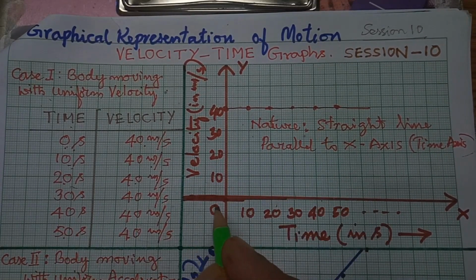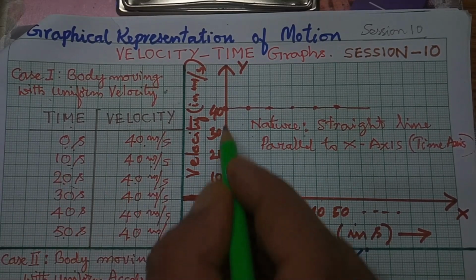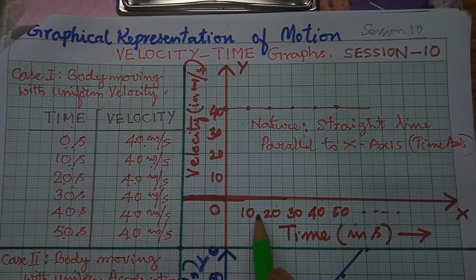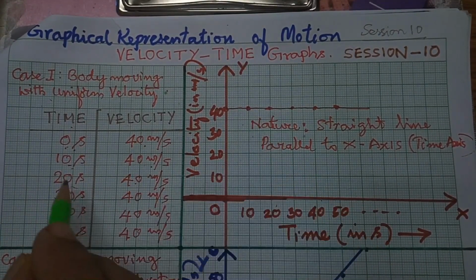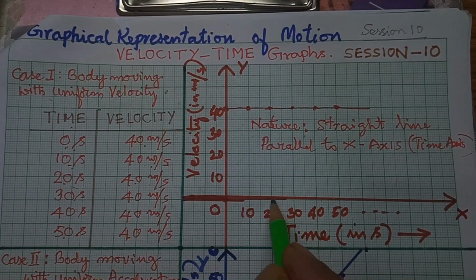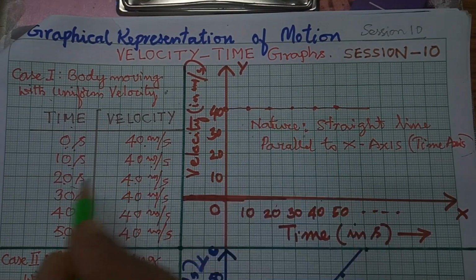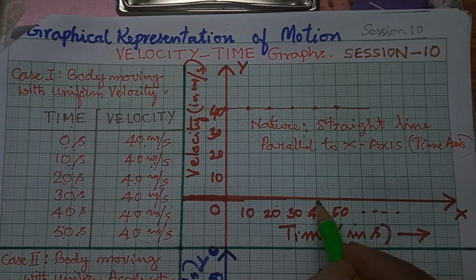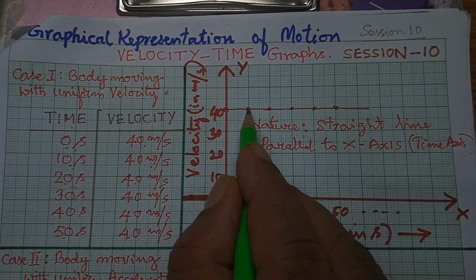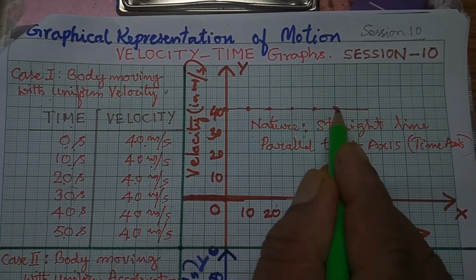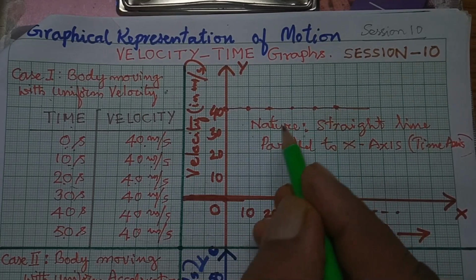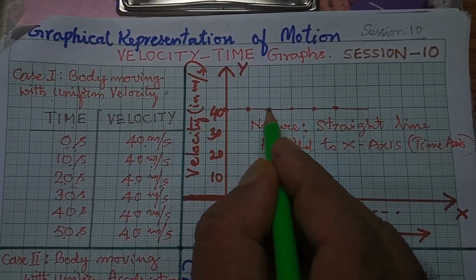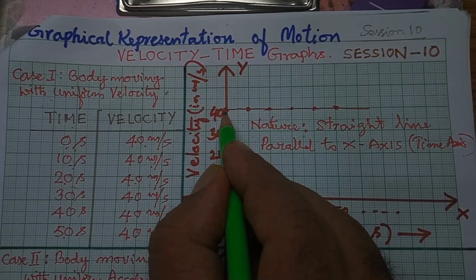Let us see here. For 0 seconds, 40 meter per second, we will get the point here. For 10 second, again 40. For 20 second, again 40 meter per second. For 30 second, 40 meter per second. Like that, we are getting all the points at this height only on the y-axis. I mean to say that all these points we are getting at 40 meter per second.